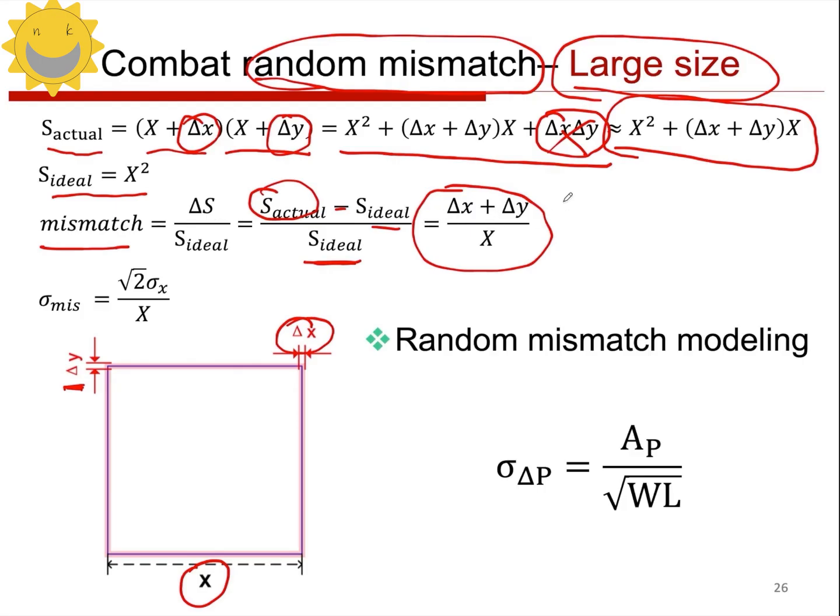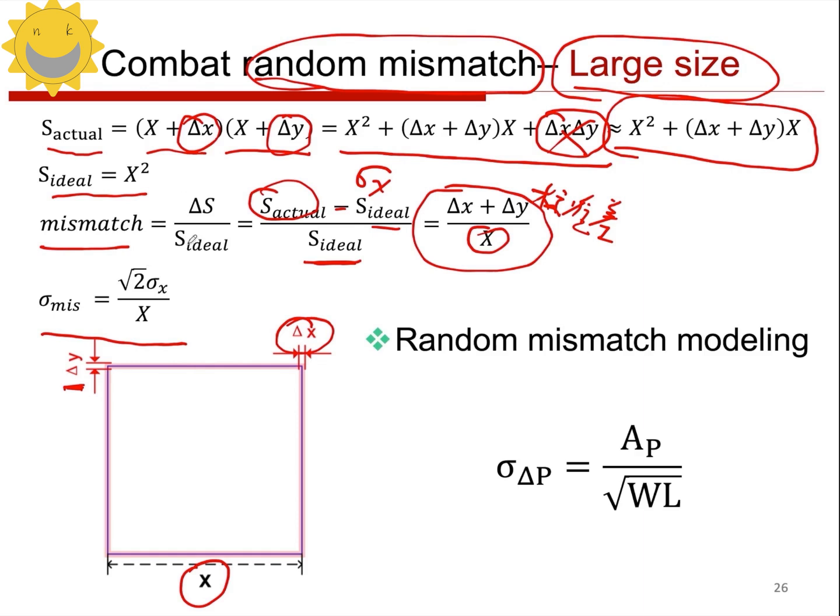But since they are random variables, what we care about is their standard deviation. Let sigma x be the standard deviation of both delta x and delta y. After adding the two random quantities, the standard deviation is the square root of 2 times sigma x. Since x is a constant, we can factor it out. So the standard deviation of the mismatch is the square root of 2 times sigma x divided by the larger x.